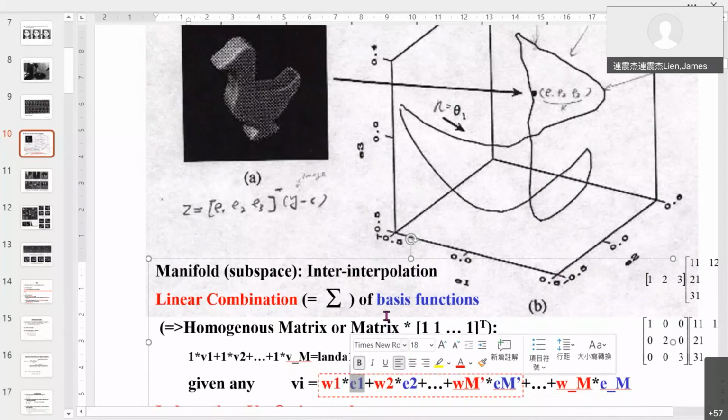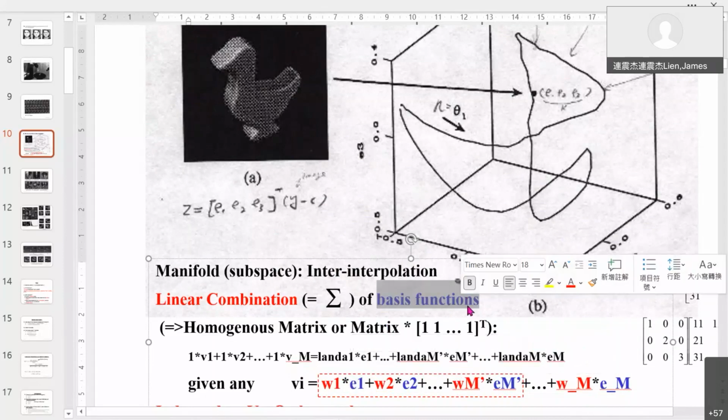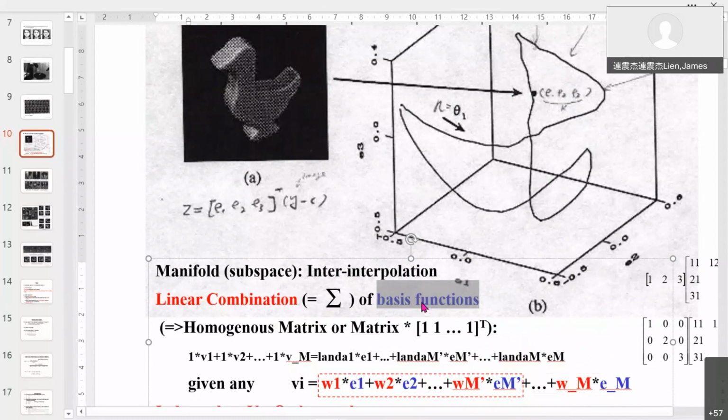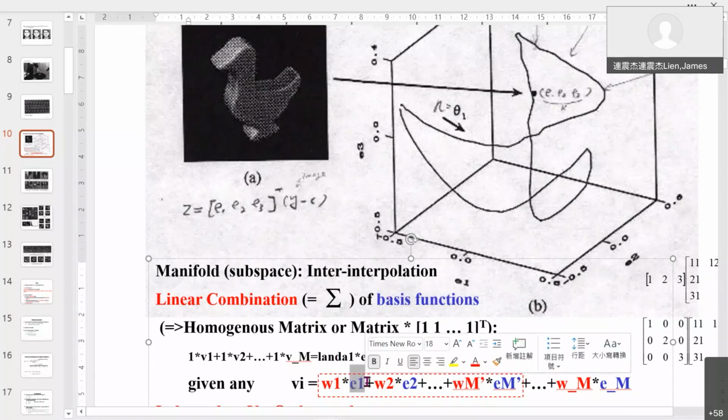What's the eigenvector? So eigenvector basically is a basis function, a basic basis function. So what's the basis function? The most basic basis function is cosine and sine. Eigen is a basis function, basis of an image. What's the basis? It is cosine and sine.